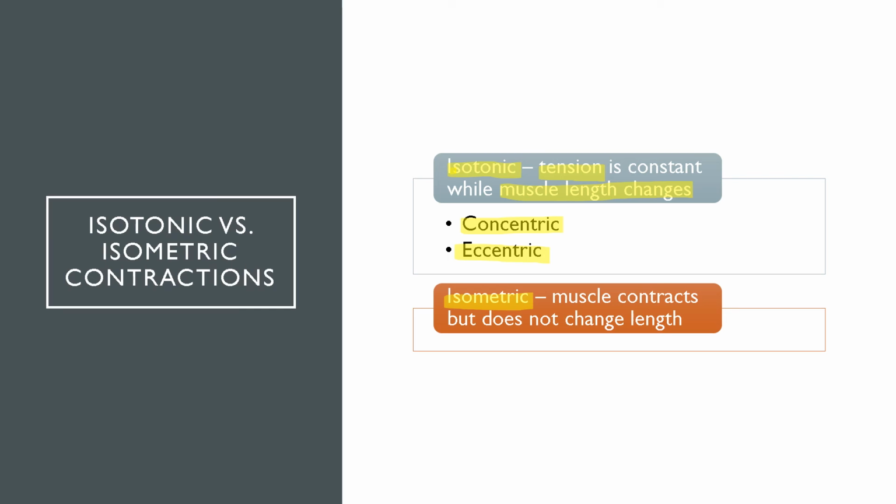Then the other type of muscle contraction is isometric contraction. In an isometric contraction, the tension generated is not enough to exceed the resistance of the object to be moved, and so the muscle does not change length.